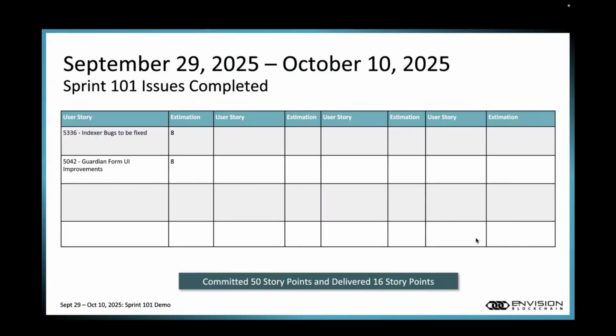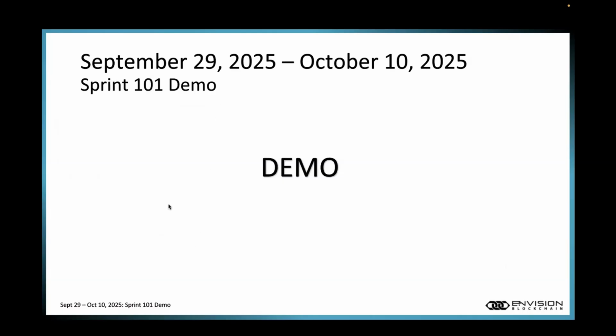Talking about Sprint 101, we committed to 50 story points and we delivered 16 story points, which includes 5336 indexer bugs to be fixed and 5042 Guardian form UI improvements. Let's talk about the Sprint 101 demo.